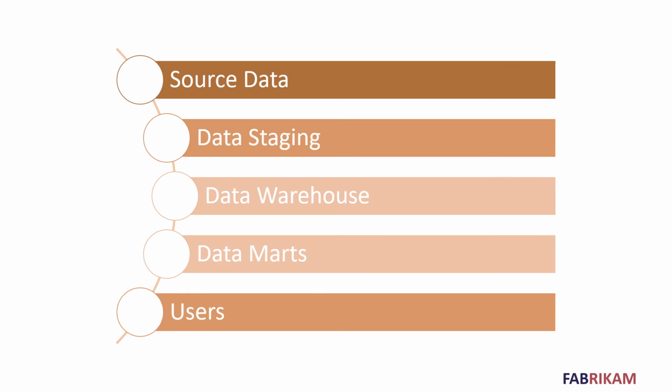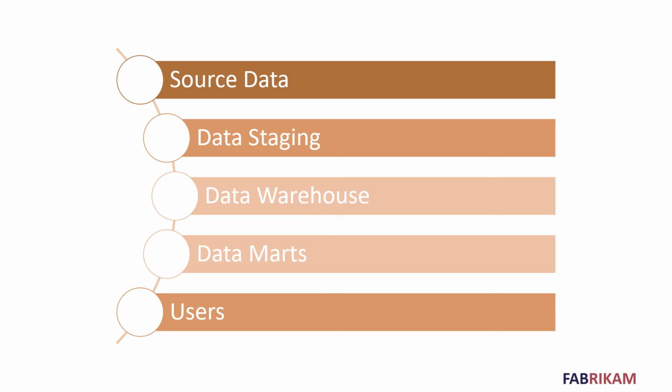Next is the data warehouse architecture. First is source data, the source of data, or where all of this data comes from. To build a data warehouse, the source data must come from an operational system or OLTP database.